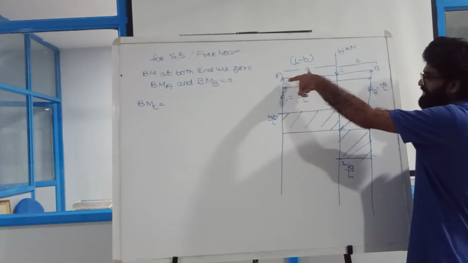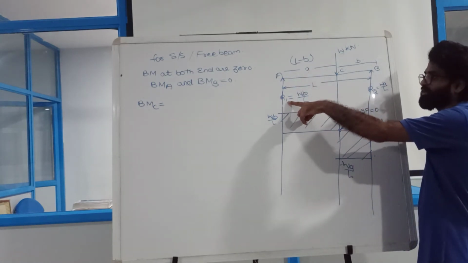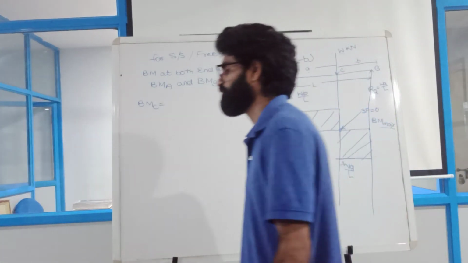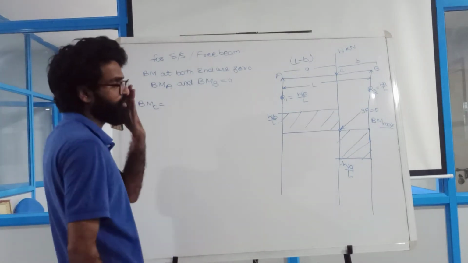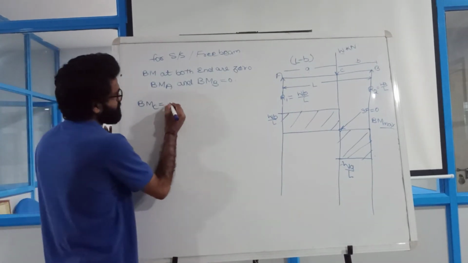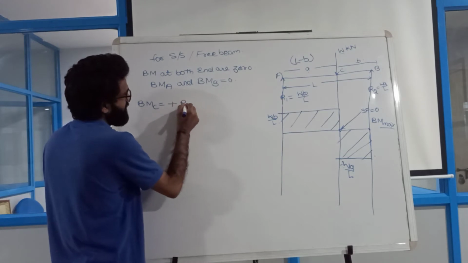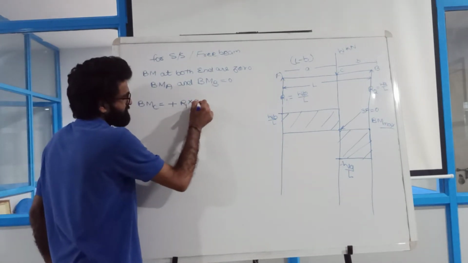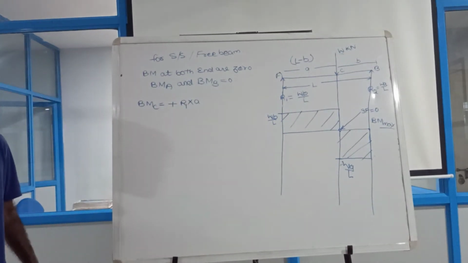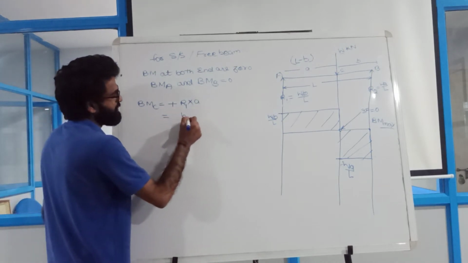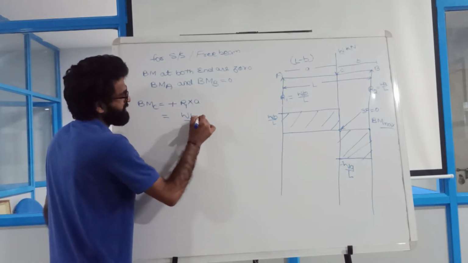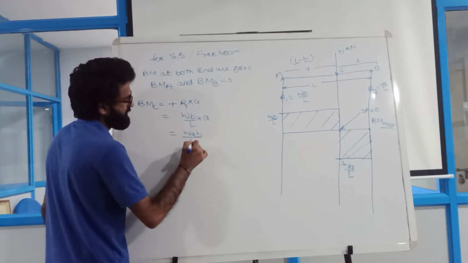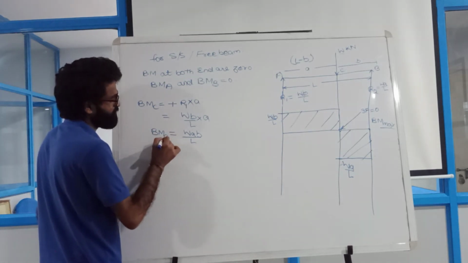In my left-hand side only one force is acting, that is R1, and it is acting in the upward direction. You know the rule that for calculating the bending moment, upward forces give positive moments. So we take positive R1 multiplied by the distance from C to A, which is a. The R1 value is W b divided by L, so the value is W a b divided by L. This is my maximum bending moment, or the bending moment at C.